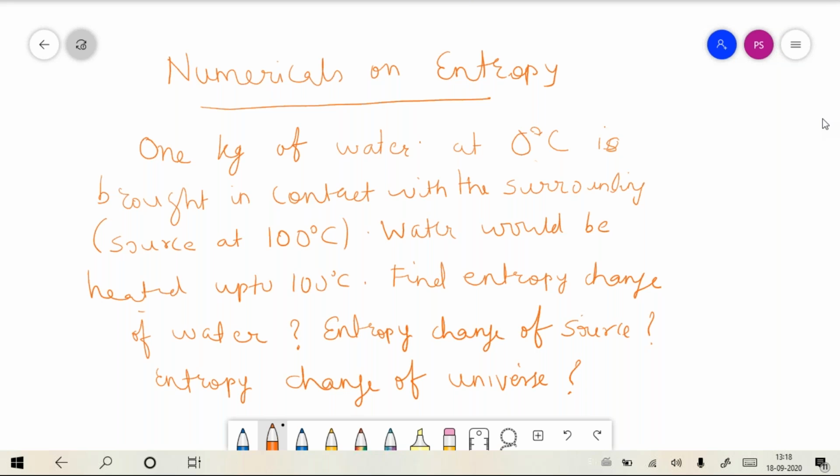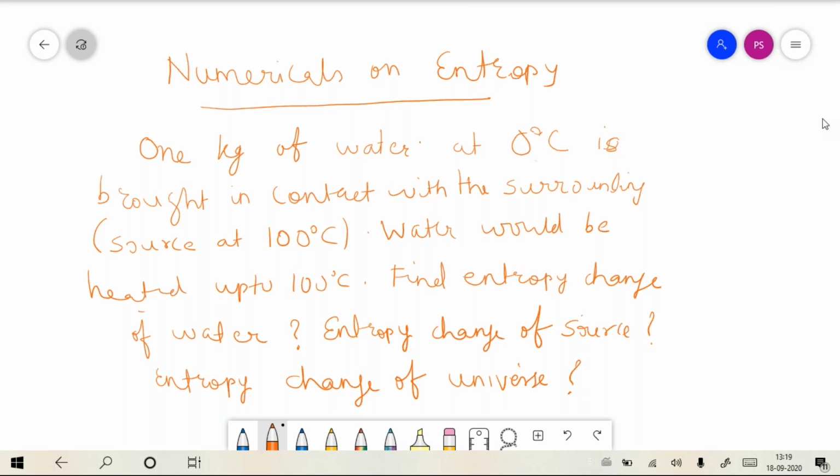The answer is no, Sushant, it is wrong. Adarsha is saying decrease. So the answer is the entropy of source would decrease because heat is lost by the source. Heat is lost by the source. So let me now discuss this.